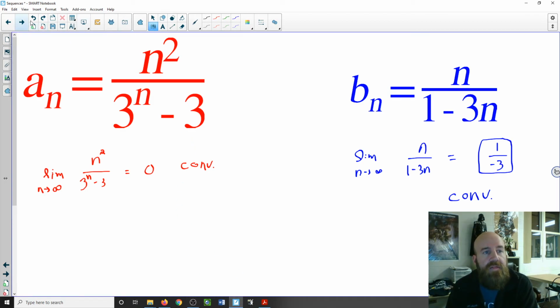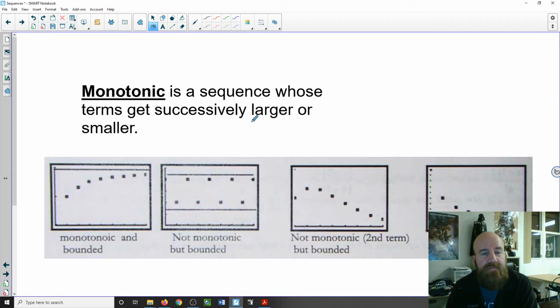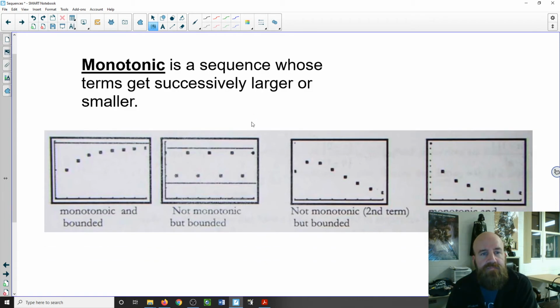So let's see here. Last topic, and I'm actually probably going to do some examples in a separate video. So we have this idea of monotonic. Monotonic is a sequence whose terms get successively larger or smaller. So for example, if we look at this picture, the first one here, the values are continually growing, they're increasing, so this is monotonic.